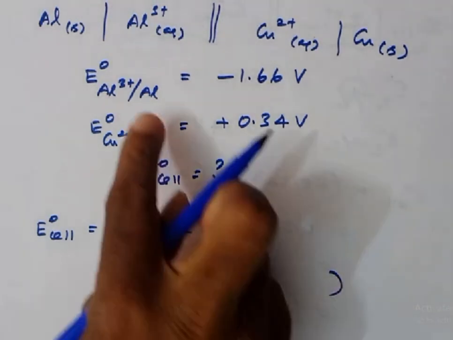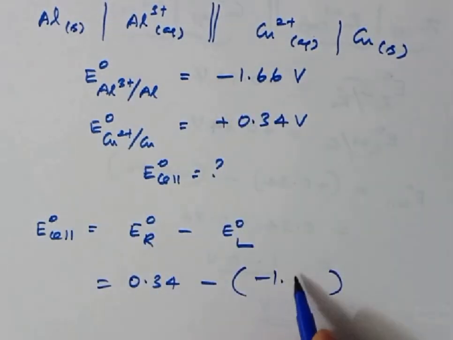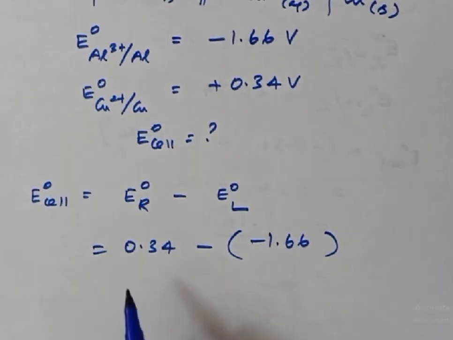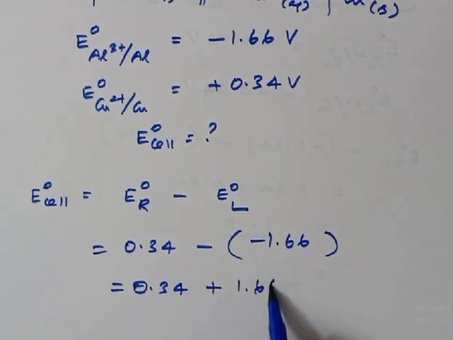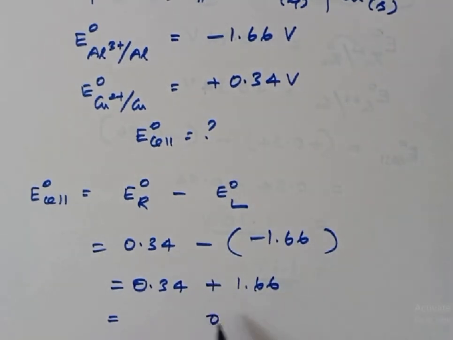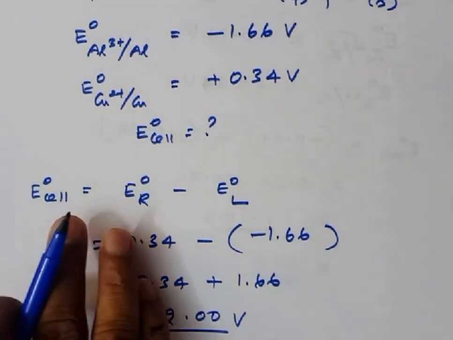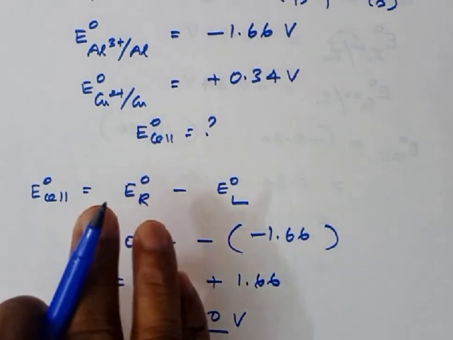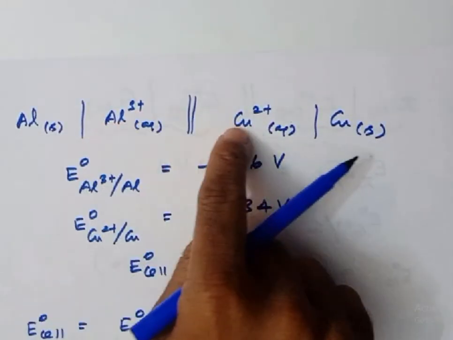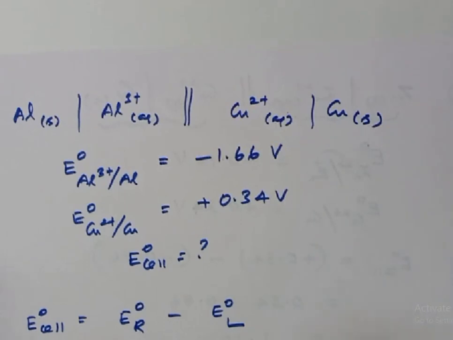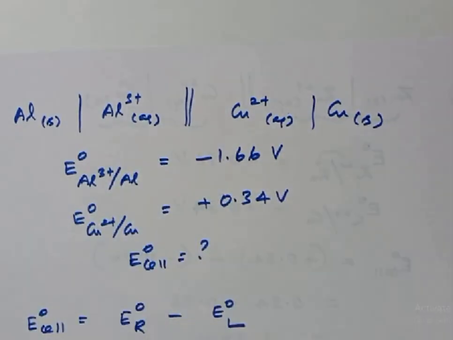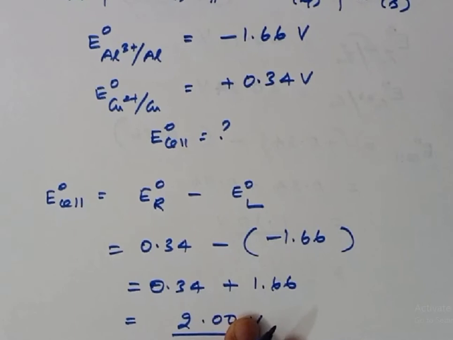For left hand side, the reduction potential is given minus 1.66 volt. So this is 0.34 minus of minus is plus 1.66. If you add them, you will get 2. So you will get 2 volt. So this cell can produce a maximum of 2 volt when you use standard conditions. Take down. Is this clear? Any doubt? No doubt, sir.